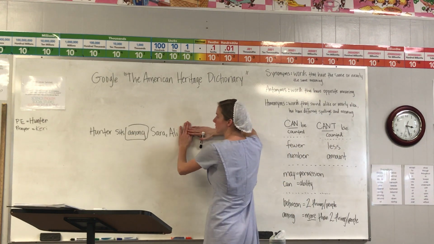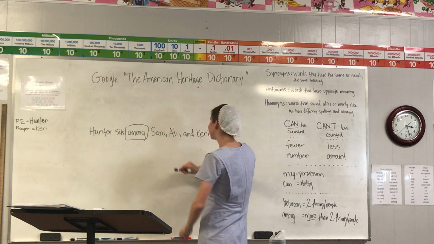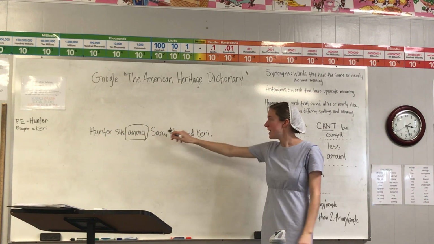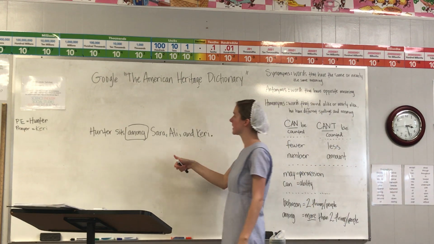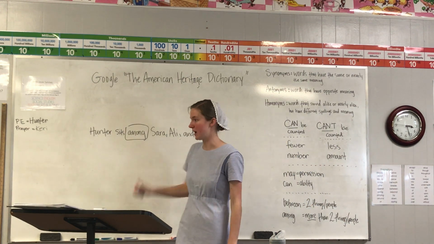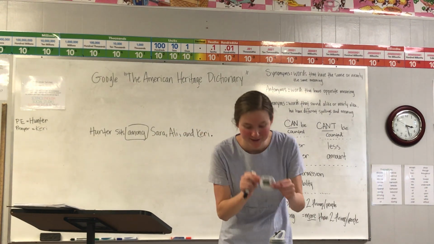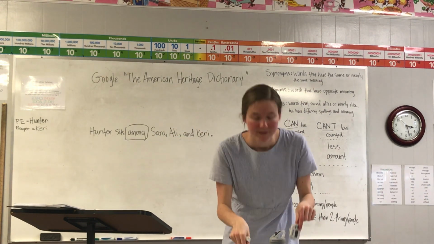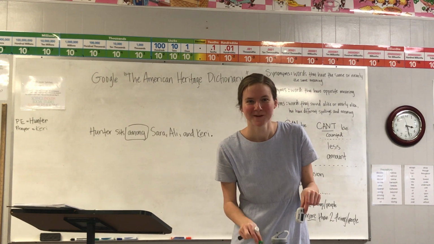If I would just have this, it would be incorrect. Hunter sits among Sarah and Allie. That is incorrect, because it's 2 people. But since I added Carrie, which would make it more than 2, it's wonderful. Hunter sits among Sarah, Allie, and Carrie. The timer is among the pens, water bottle, and hand sanitizer.